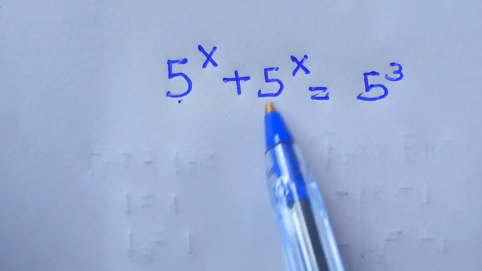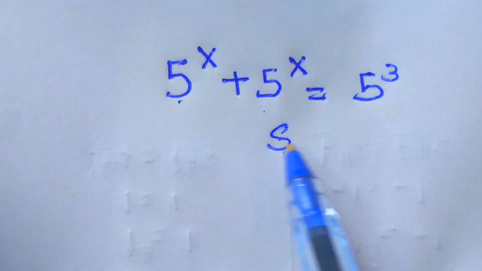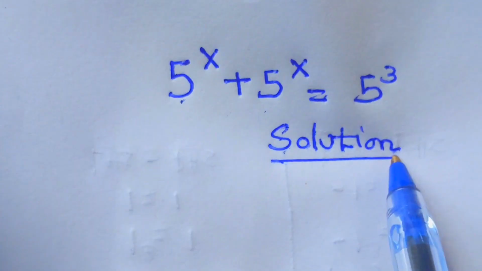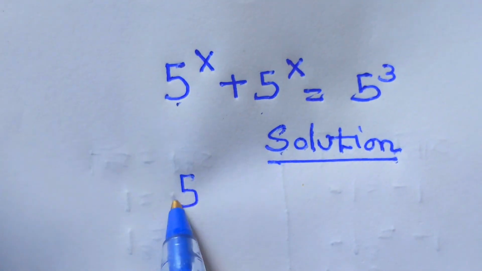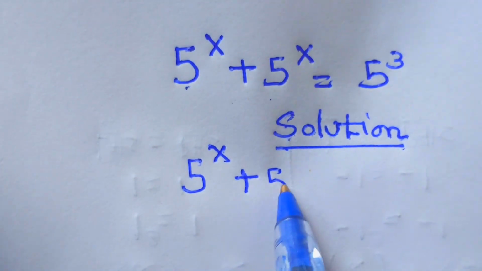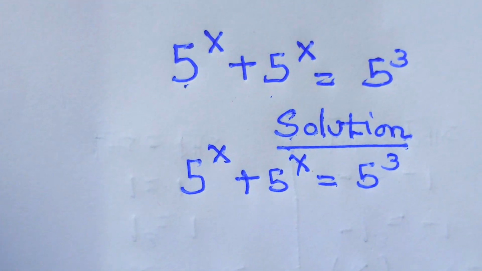Today's video we have a nice exponential equation, which is 5 power x plus 5 power x equals 5 power 3. Let's provide the solution very quickly. Of course here we have 5 power x plus 5 power x equals 5 power 3.